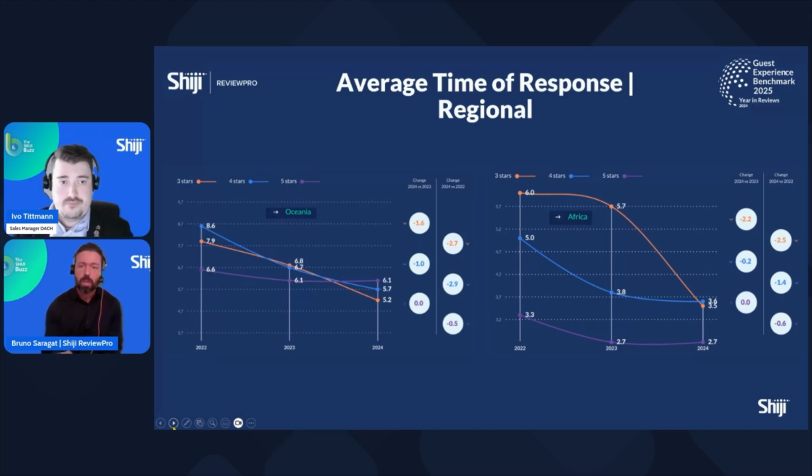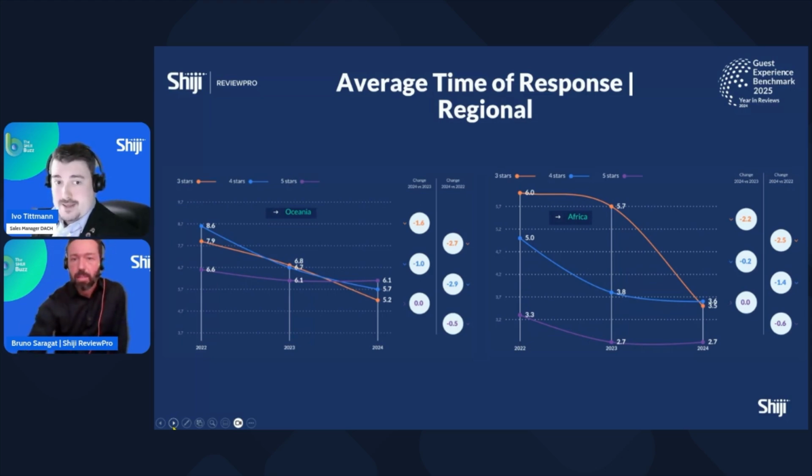As opposed to that, an emerging market like Africa has been adopting this strategy and performing exceptionally well. You can see clearly that the five-star hotels are able to reply to reviews, and in our sample, Oceania and Africa have pretty much the same amount of reviews considered when calculating this trend, in just 2.7 days. So the performance for the African market has been exceptional. We need to compliment them on doing such a great job. But also the three-star hotels in Africa.